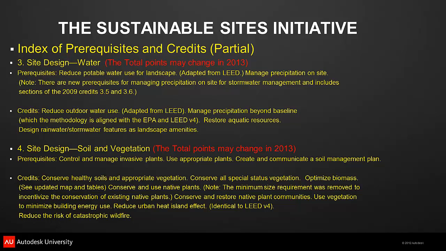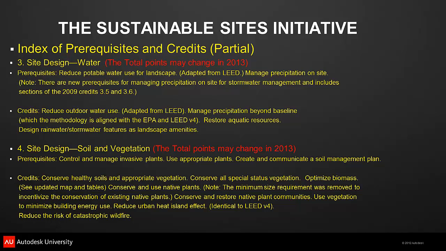The conservation of all special status vegetation, optimizing biomass, and of course conserving and using native plants during design will receive credits. The minimum size requirement was removed to incentivize the conservation of existing native plants. Conserving and restoring native plant communities, using vegetation to minimize building energy use, and reducing urban heat island effect, which is identified in LEED, will receive credits.